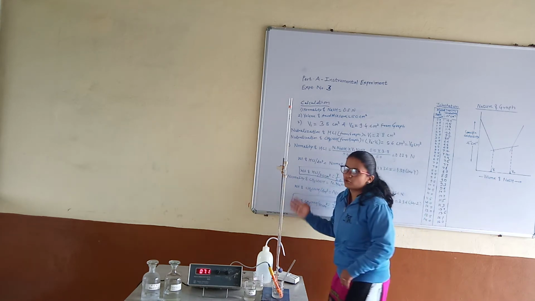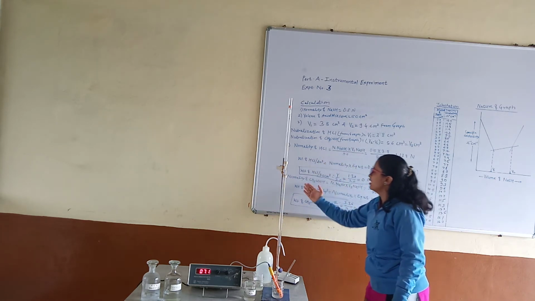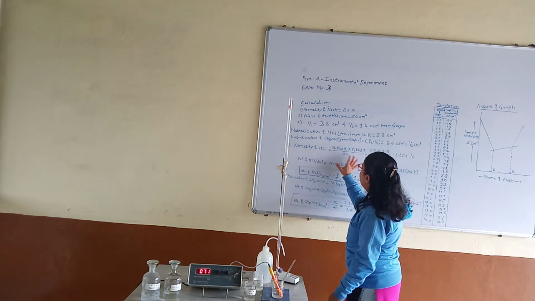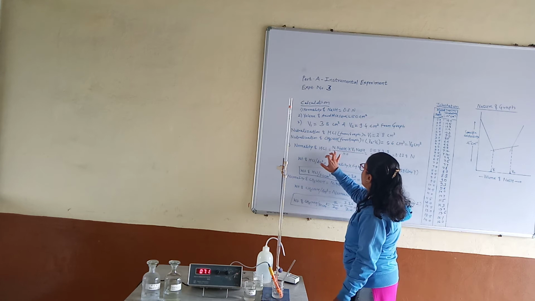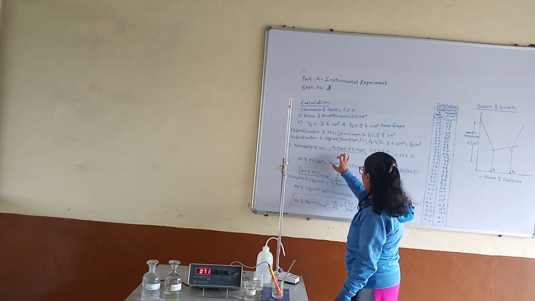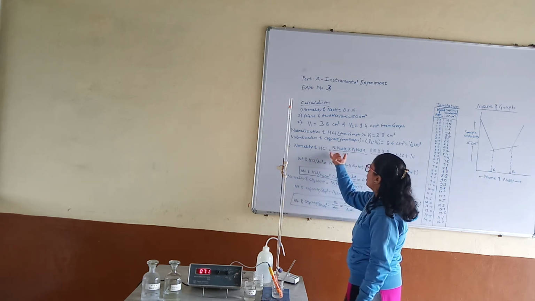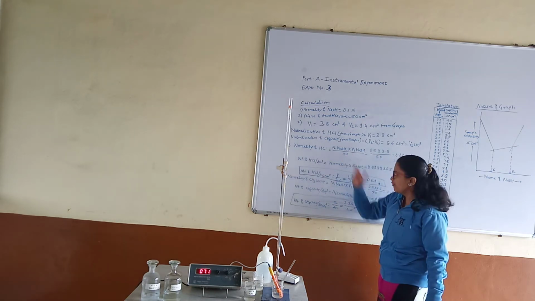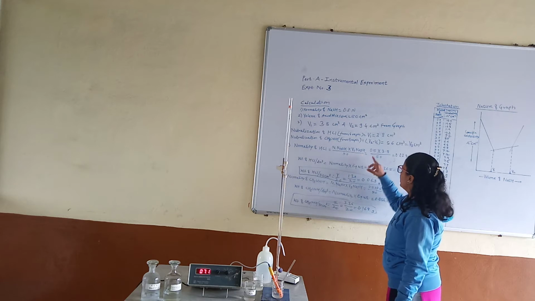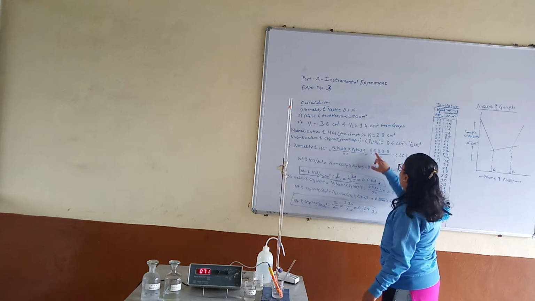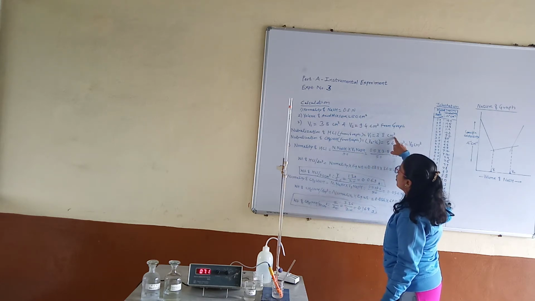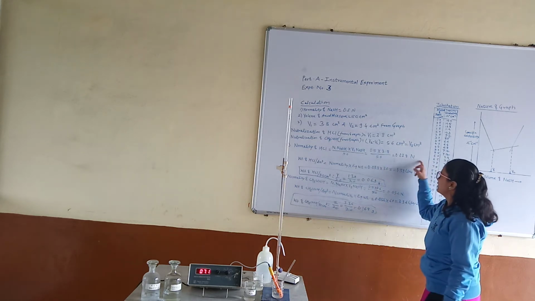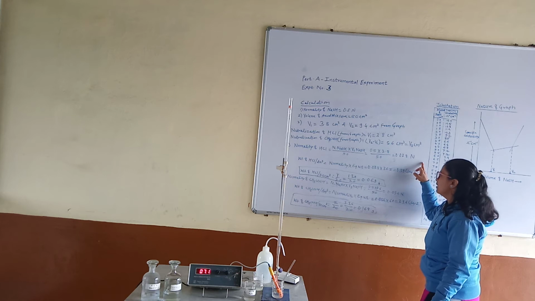Next we go to the calculation of the normality of HCl and the normality of acetic acid. The normality of HCl is given by the formula N1 of sodium hydroxide into V1, normality of NaOH into volume of NaOH, divided by 50. So it is 0.5 into 3.8, the volume of HCl, divided by 50. Its answer is 0.038 N.